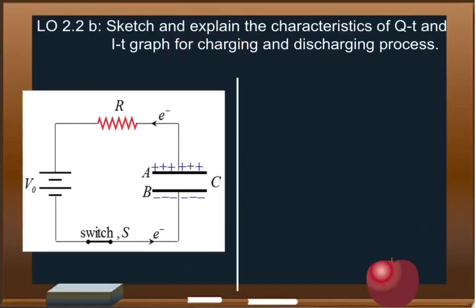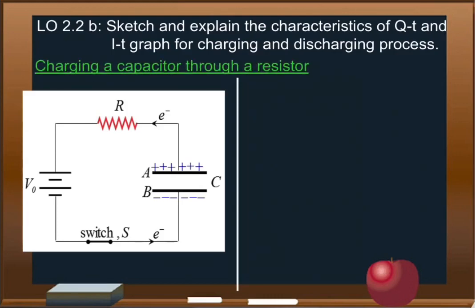Now we are going to sketch and explain the characteristics of Q against T and I against T graphs for charging and discharging processes. As mentioned before, a capacitor can do two processes, which are charging and discharging. So we are going to look at charging a capacitor through a resistor first, which is the charging process. The figure shows a simple circuit for charging a capacitor. A capacitor can be charged by connecting it in series with a battery and also a resistor.